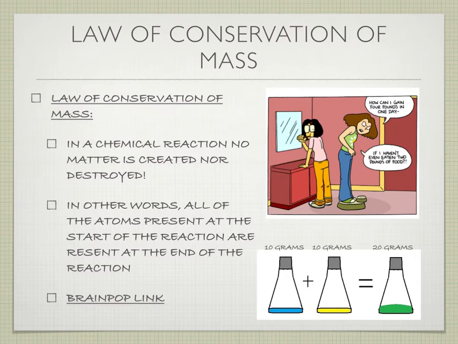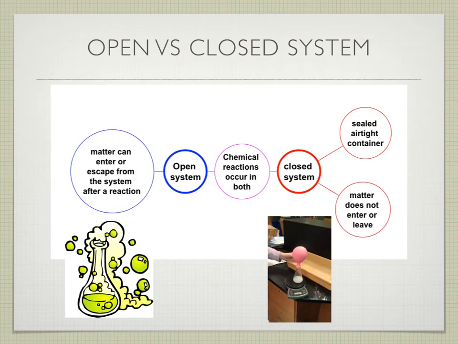Okay, so let's talk about an open versus closed system that I keep talking about. Both of these systems are where chemical reactions occur. In an open system, the matter can enter or escape from the system after the reaction. So that's what makes it seem sometimes that matter is being created or destroyed, even though it's not. In a closed system, if we were able to close all the systems that chemical reactions occurred, you would see that matter does not enter or leave, and it's going to have the exact same mass.